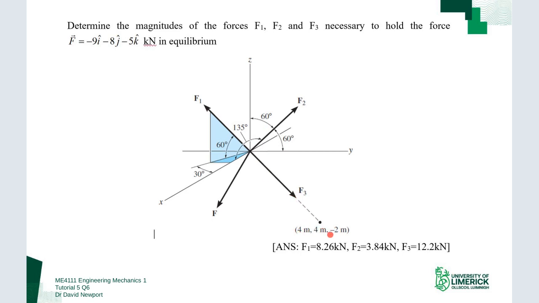F3, I don't have any angles, but I have a point coordinate down here that the line of action passes through, and it starts at the origin. So I can work out the unit vector for that. That'll be fine also. So I have the directional information for those 3, and I have all the info for that. So yeah, I can solve 3 equations, 3 unknowns.